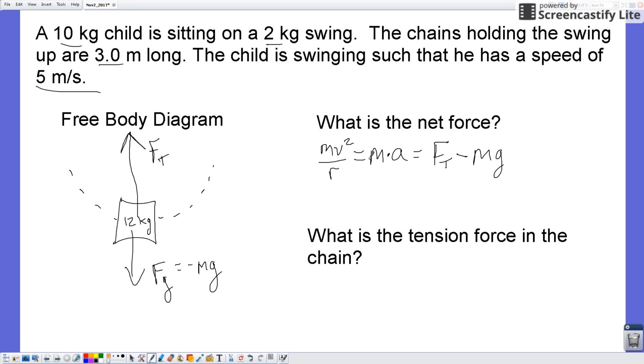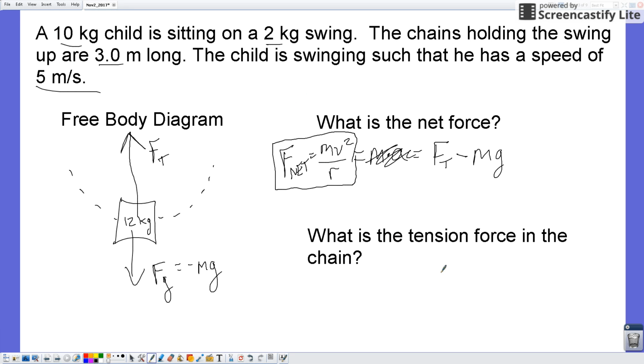All right, well, you know what? I don't really care about this for right now. It's irrelevant. Oh, you know what? I can just find the net force with that bit right there. Yay! Because I know the mass. It's 12 kilograms. I know the v. It's 5 meters per second. I know the r. It's 3 meters.